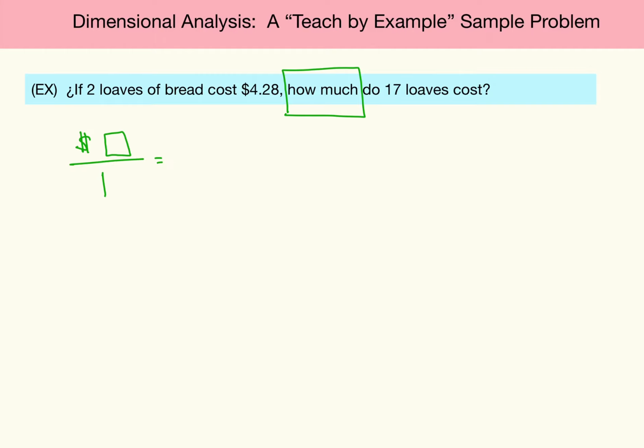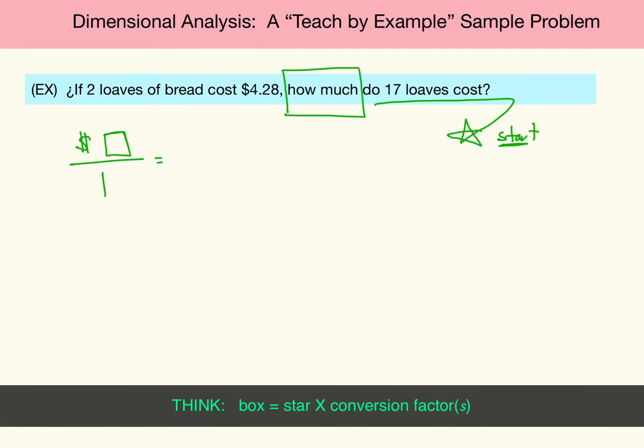Now I need a place to start, and I'm going to start with 17 loaves because that's what the problem gives me. And so I'm going to use a star to represent that. A star is what I'm going to use to represent the place I start. So in the future, we've got a box. A box is what we're looking for, and a star is where we're starting. In this case, I'm starting with 17 loaves because that's what the problem gave me.